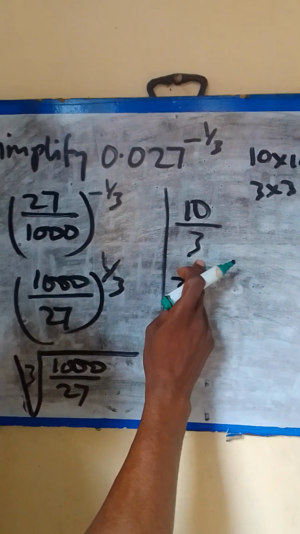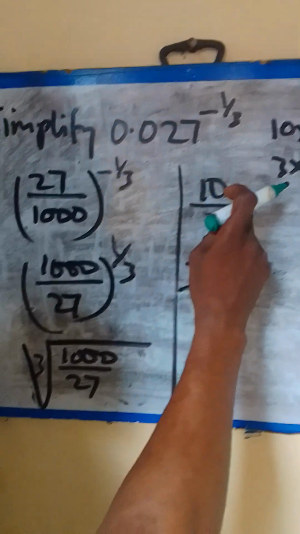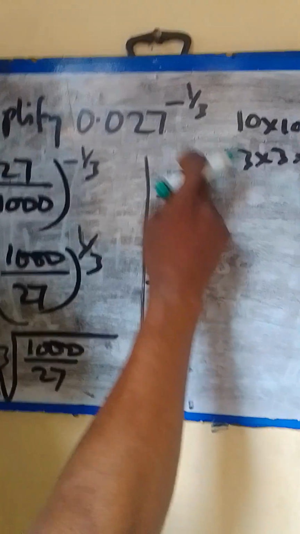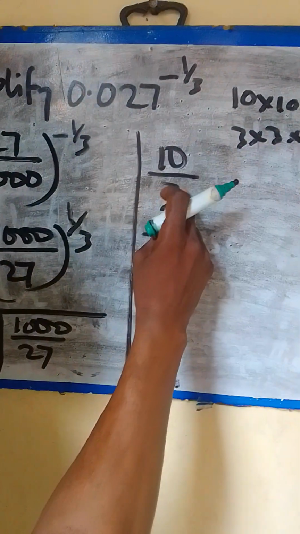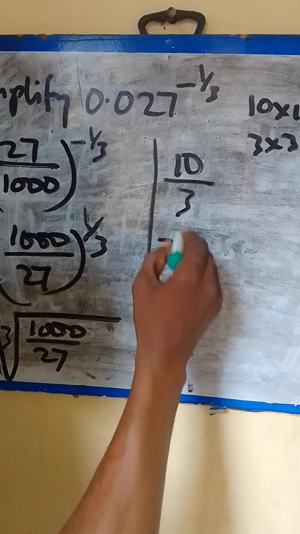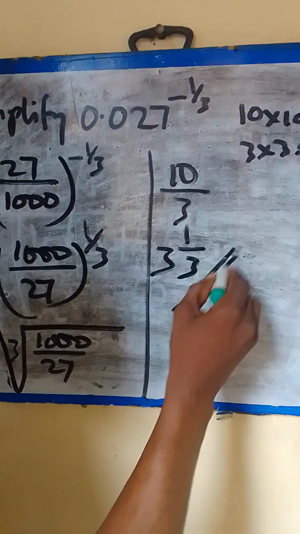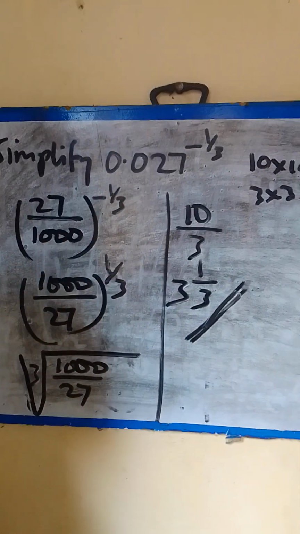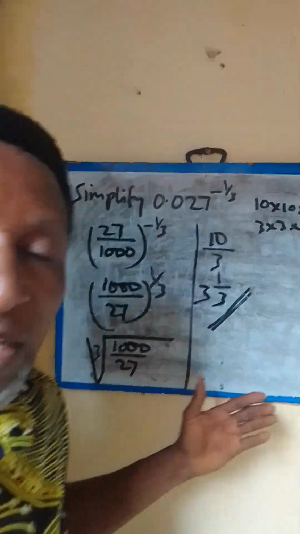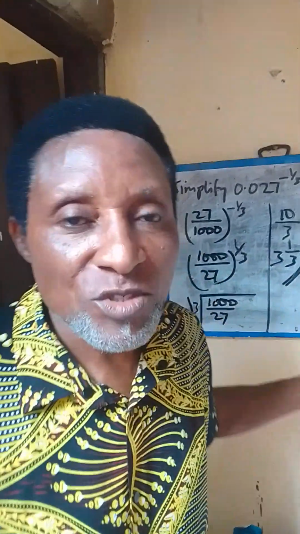Now 3 times 3 is 9. You see that 9 is closer to 10. And what is to be added to 9 to make it 10 is 1. And that 1 is smaller than the denominator, which is 3. So that 1 we have to add becomes 1 over 3. So 3 and 1 over 3 serves as the answer. So you can see how simple this problem is. For you who have just asked that question, see how simple it is. And for those of you watching, it's so simple.